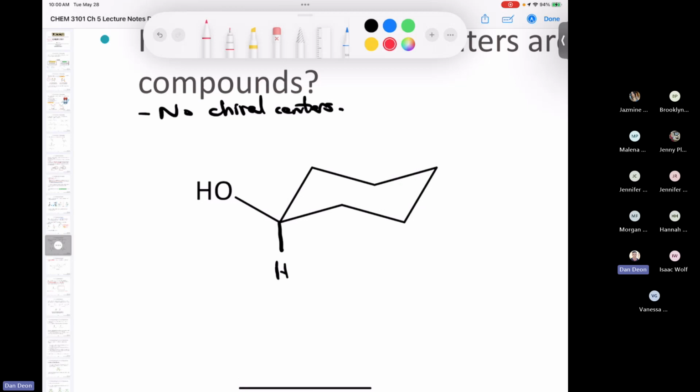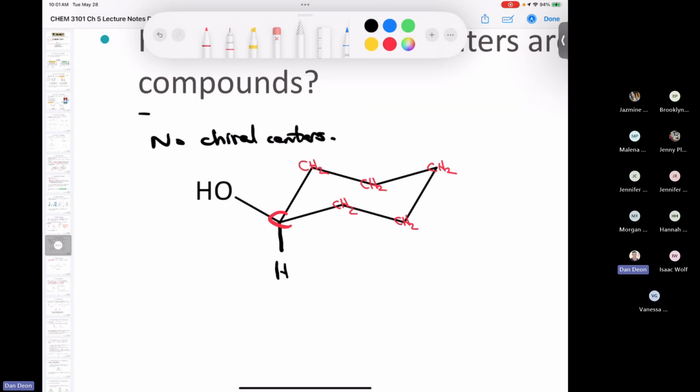Why can I say that? You might think, well, this carbon is attached to 4 different groups. No, it's not. It's attached to the hydroxyl and the hydrogen. Then here we have a methylene. Here we have a methylene. So no point of difference. Let's keep going. Here we have a methylene. Here we have a methylene. No point of difference. Here we have a methylene. And so the path this way and the path this way are identical. So there's no point of difference. And so it's not attached to 4 different groups. So there's no chiral center in this compound, and therefore this compound is achiral. So we'll put here this compound is achiral.